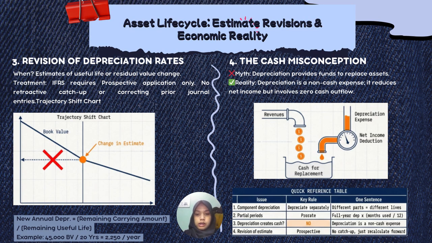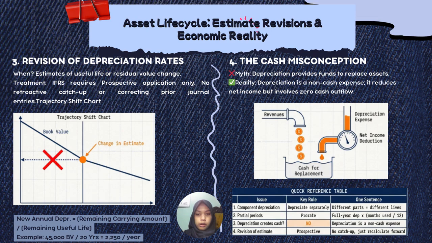Next is the cash misconception. Many people think depreciation creates cash for replacing assets. Actually, this is not true because depreciation is a non-cash expense. It reduces net income, but there is no cash outflow when recording depreciation. So depreciation affects accounting profit, not cash directly.